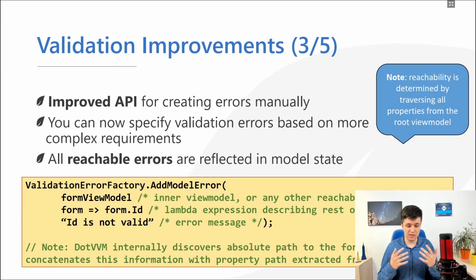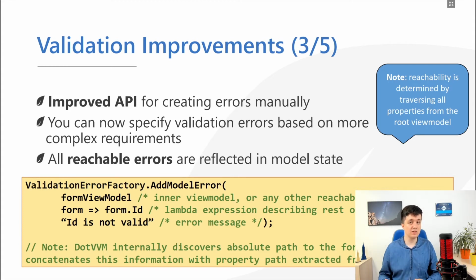Basically, we think that we covered all possible use cases with this new API that we introduced. So yeah, and the important thing that I briefly mentioned but haven't talked much about: whenever you are manually adding these errors, we will perform a reachability analysis. For example, in this case, the form view model needs to be reachable from the root view model. And if it's reachable, the error will be added to the model state.